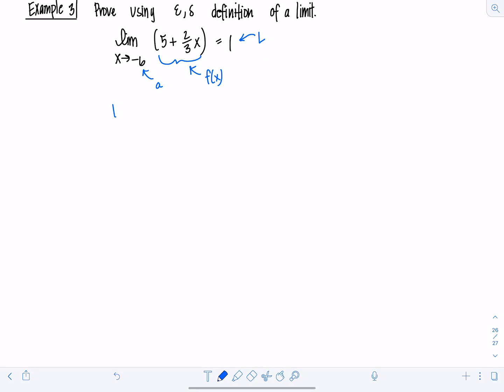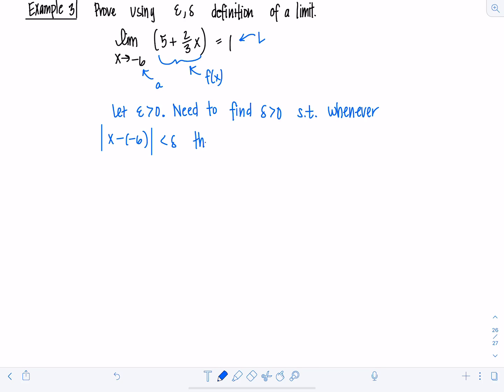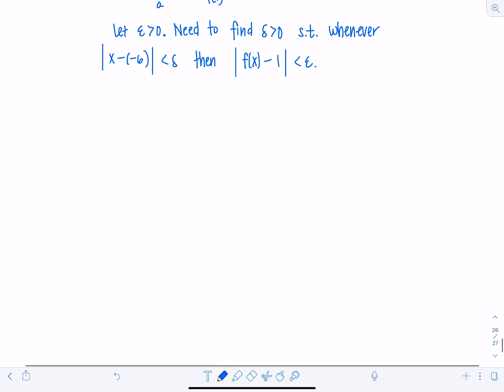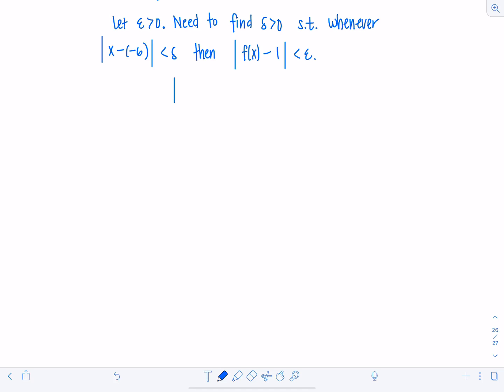So you start off by writing let epsilon be greater than 0. If you forget that, it's -1. Then we need to find delta greater than 0 such that, you know, you can abbreviate such that. I didn't make it up, that's real. Such that whenever absolute value of x minus a, so that's x minus -6, is less than delta, then absolute value of f of x minus L, which is 1, is less than epsilon. Do you have that statement on your paper? You need to have that. Okay, then you start always with absolute value of f of x minus 1 is less than epsilon.